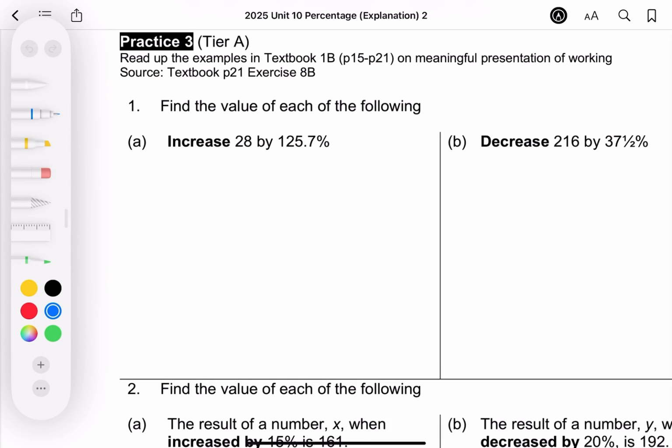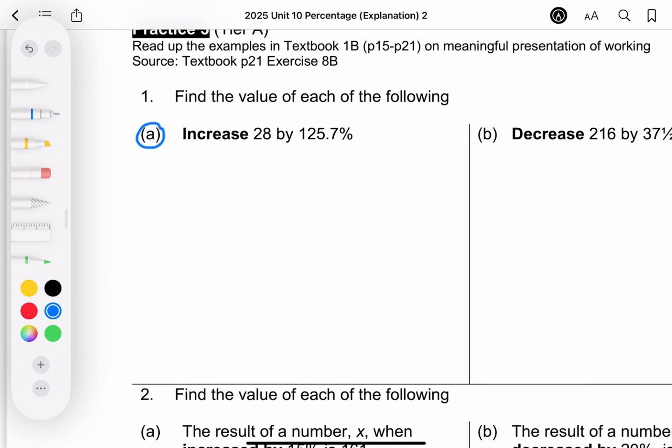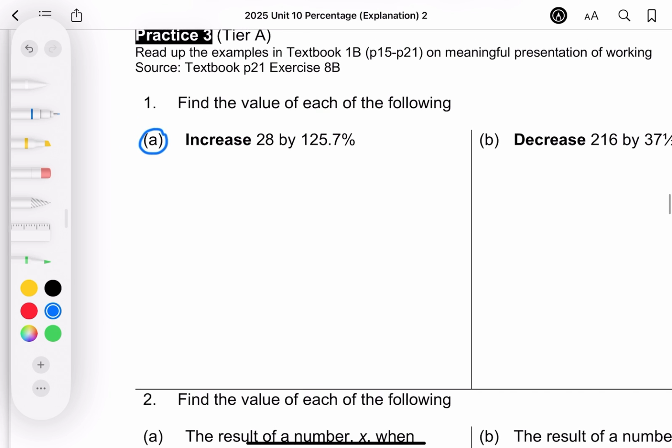In practice 3, we are going to find the value of a number when it is increased or decreased by a certain percentage. Now, let's take a look at A. First, it says increase 28 by 125.7%. Now, do take note that 28 originally is already 100%.